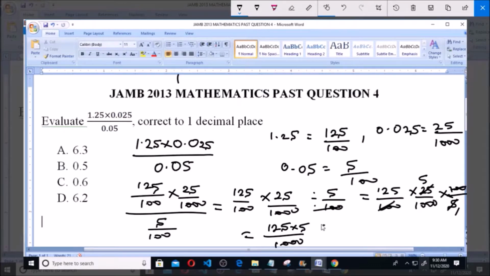So this is equal to 625 all over 1000, and that is equal to 0.625. Now correct to one decimal place will be equal to 0.6, and that is option C.